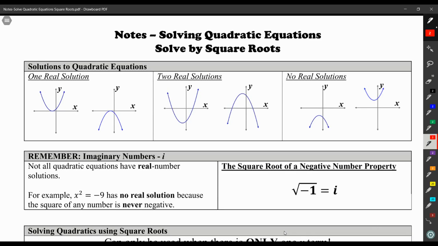Solving quadratic equations by square roots. So there are actually four methods to solve a quadratic equation, and this is the first of the four.